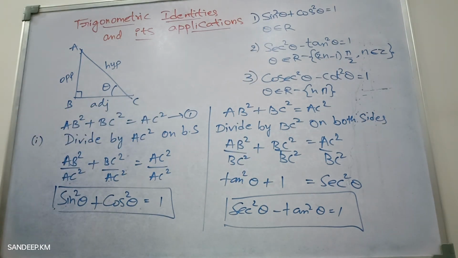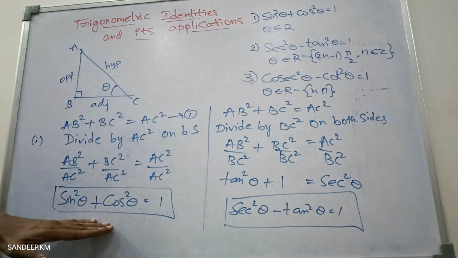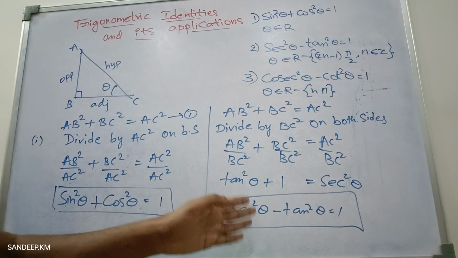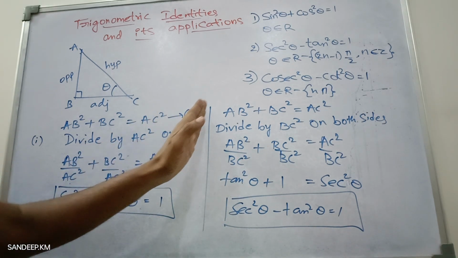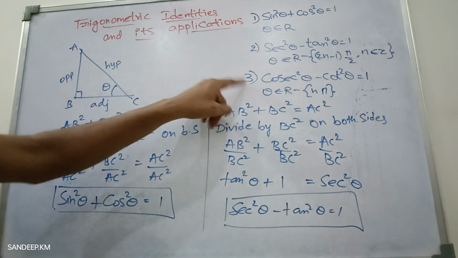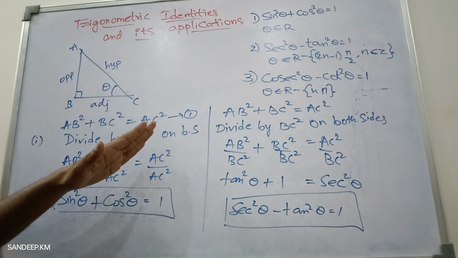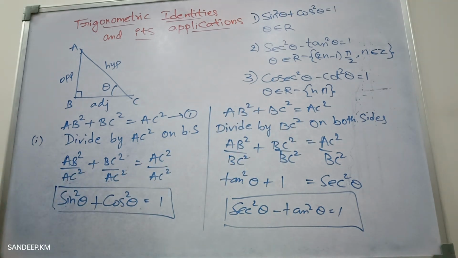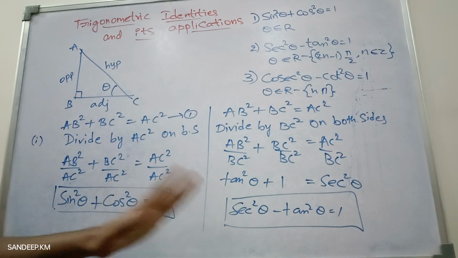Now dear students, if I divide with AC square on both sides, I got the first identity. If I divide with BC square on both sides, I got the second identity. Now you can try this. Take the first equation again, and divide by AB square on both sides and prove the third identity. You can do it. To derive the first identity, I divided with AC square on both sides. To get the second identity, I divided with BC square on both sides. To get the third identity, you divide with AB square on both sides and you can get it.